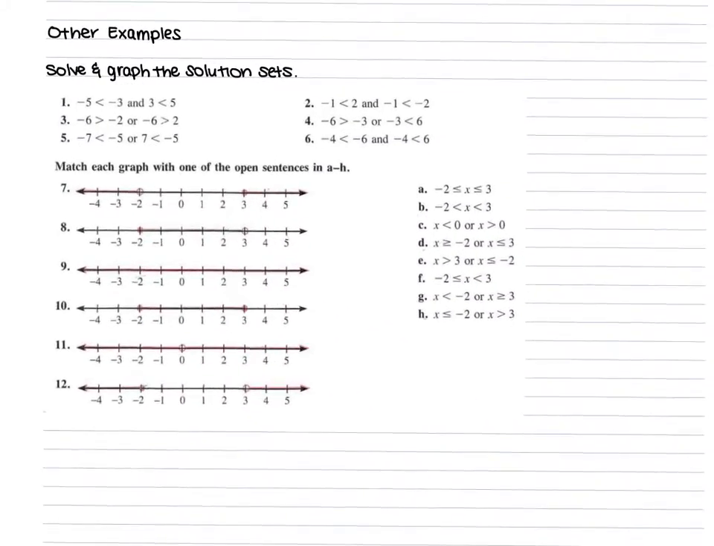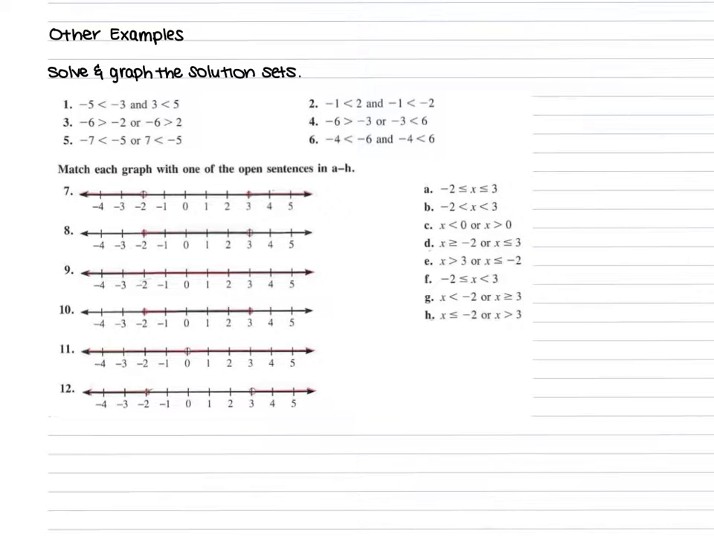Okay, so this is the second part of 2.2. This first part is a little confusing because the instructions that say solve and graph the solution sets are really for the bottom ones, where we're going to match, like for 7 through 12, each graph on the left with a number line to each one of the things on the right.